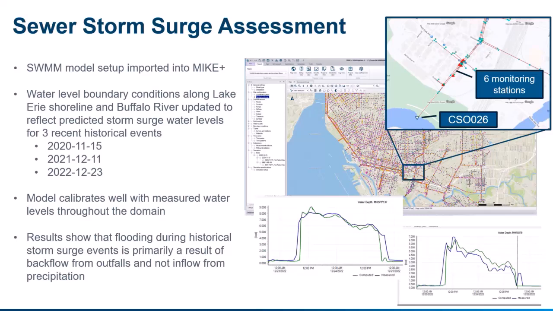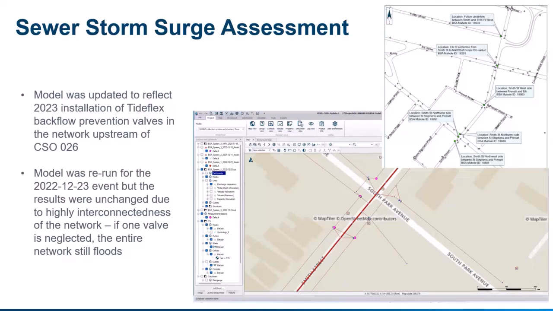well. And what we did in MIKE+ is try to understand what are the contributing drivers to sewage backups in people's homes. And what it shows was that flooding was primarily due to storm surge and not necessarily backflow from outfalls, not necessarily inflow from precipitation, which is an important finding. So I'm not an urban engineer myself, but this is certainly another powerful extension of the MIKE suite of software to integrate some of this analysis of storm surge through the sewer network in Buffalo.